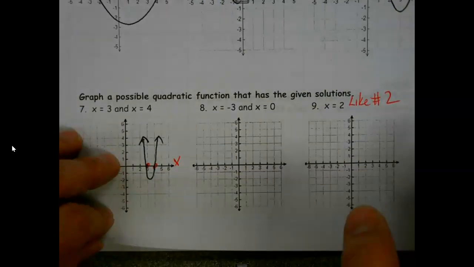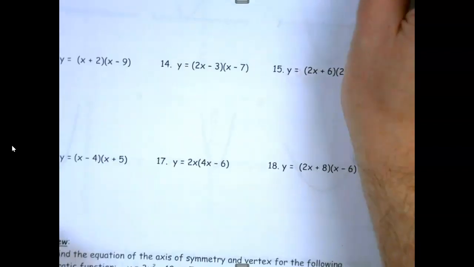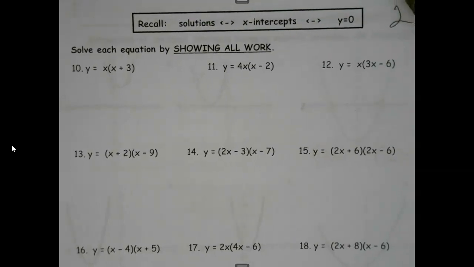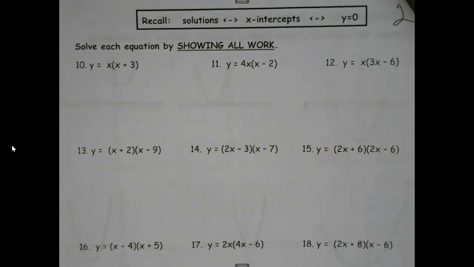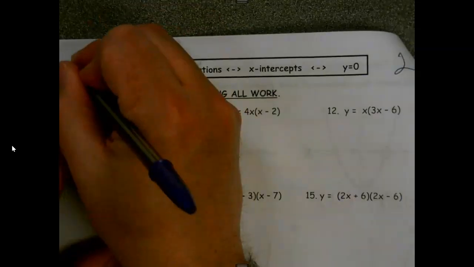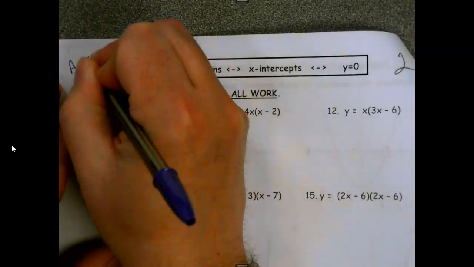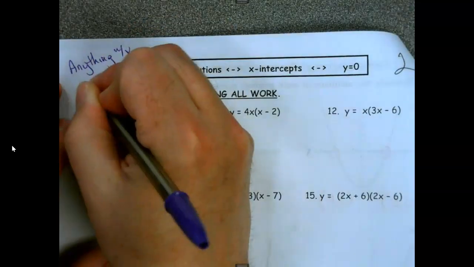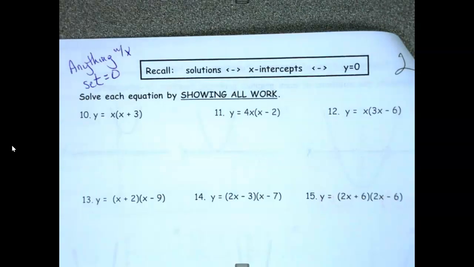And so, as we flip to the back, oh, algebra. Okay. So when we get back here, solve each equation, show all the work. Okay. Remember, when we get back here, anything with x you set equal to 0 and solve.